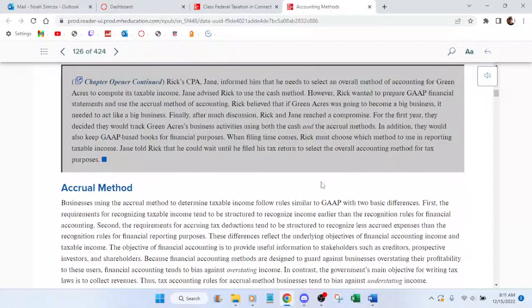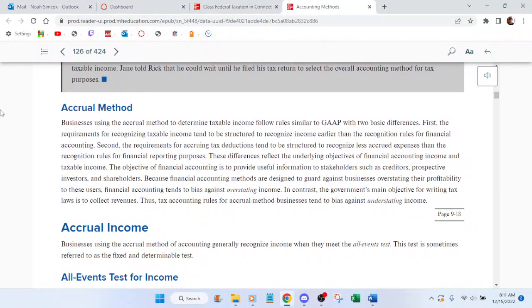Now, accrual method. The method we just read about, the 12-month rule, applies to both the cash and accrual methods, apparently. That's important to remember.